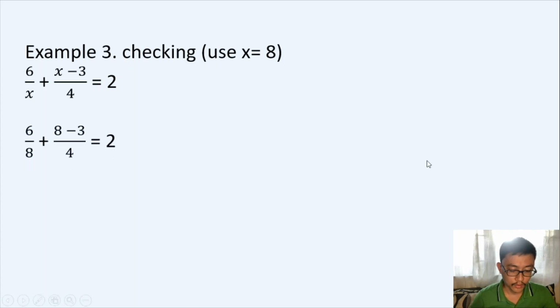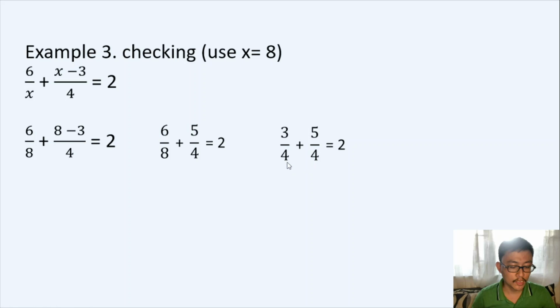So, lahat lang ng x, palitan natin ng 8. So, that becomes 6 over 8 plus 8 minus 3 over 4 equals 2. Magiging 6 over 8 plus 8 minus 3 is 5 over 4 equals 2. So, ang ginawa ko dito is ni-lowest term ko na lang yung 6 over 8 para magparehas sila ng denominator doon. So, yung 6 over 8, lowest term niya is 3/4 plus 5 over 4 equals 2.